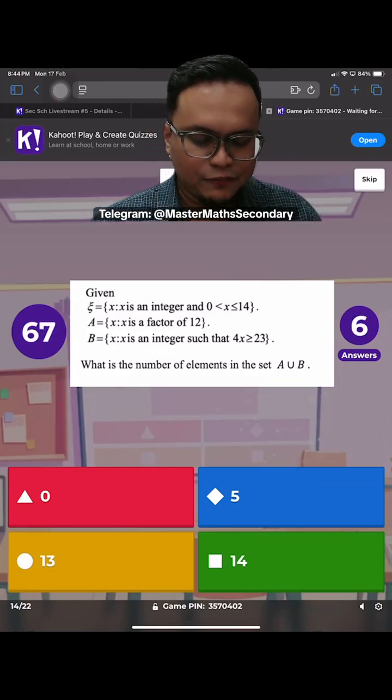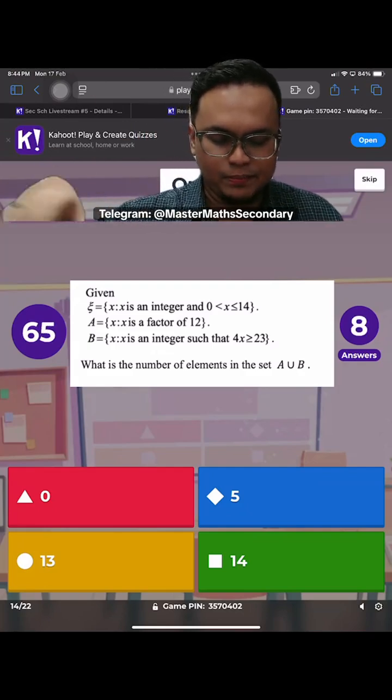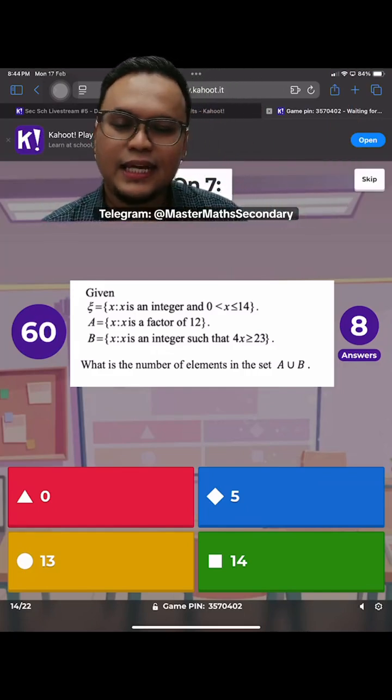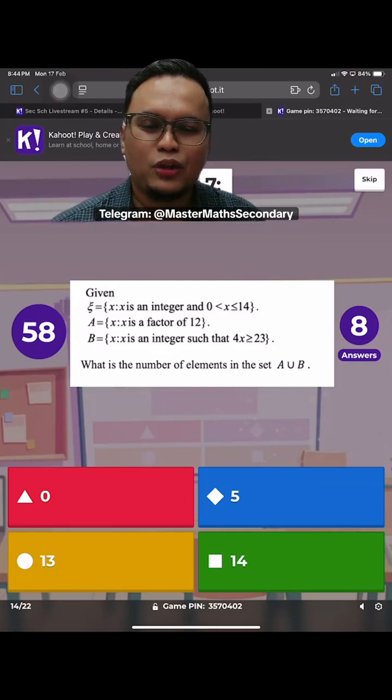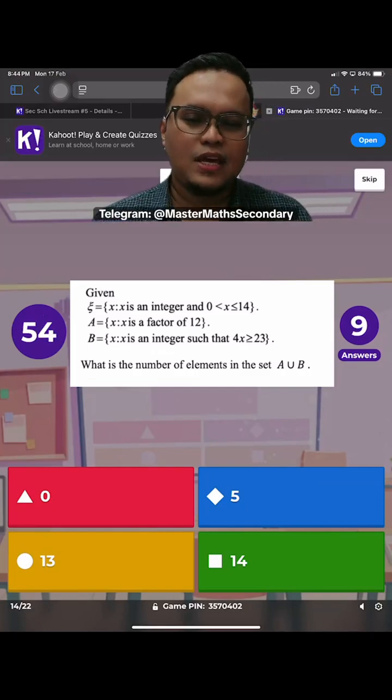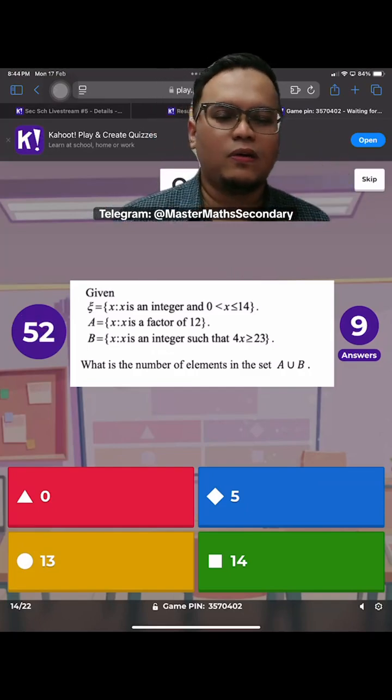Okay, now this is asking for the same context, guys, same bigger problem, but the question now is asking for the number of elements in the set A union B. That means you're looking at elements that are inside A or inside B. Union translates to an or.